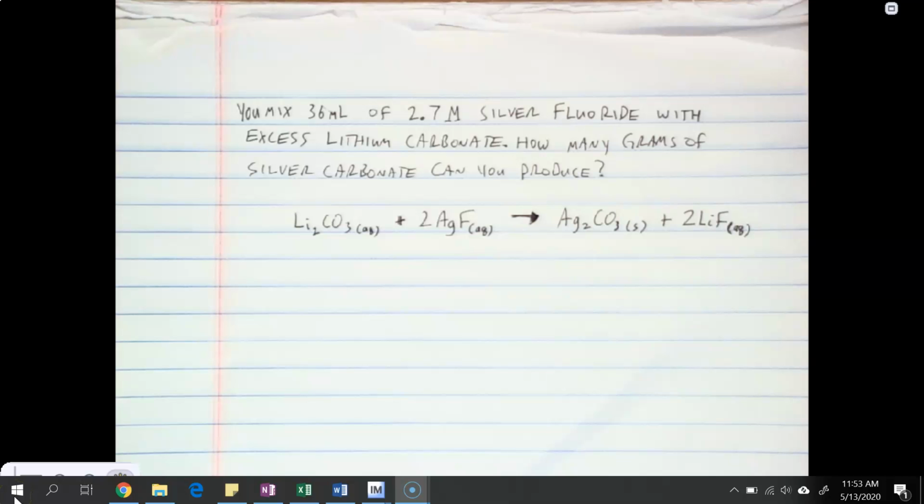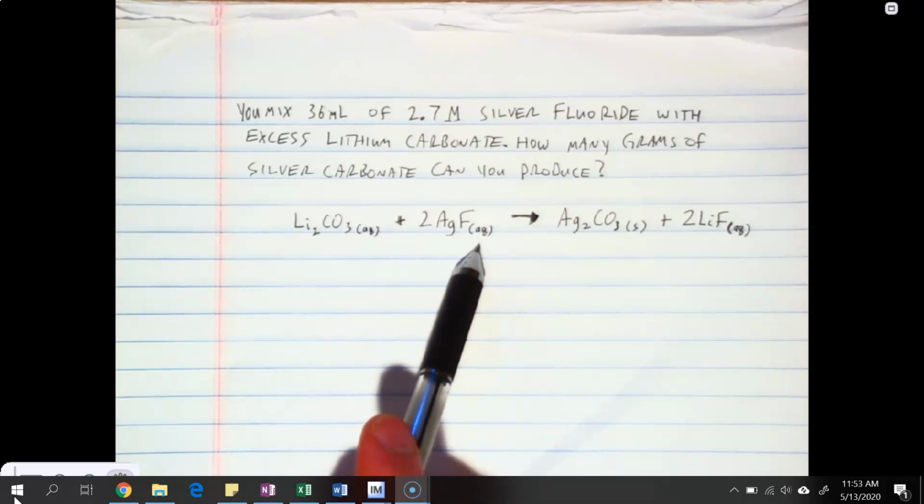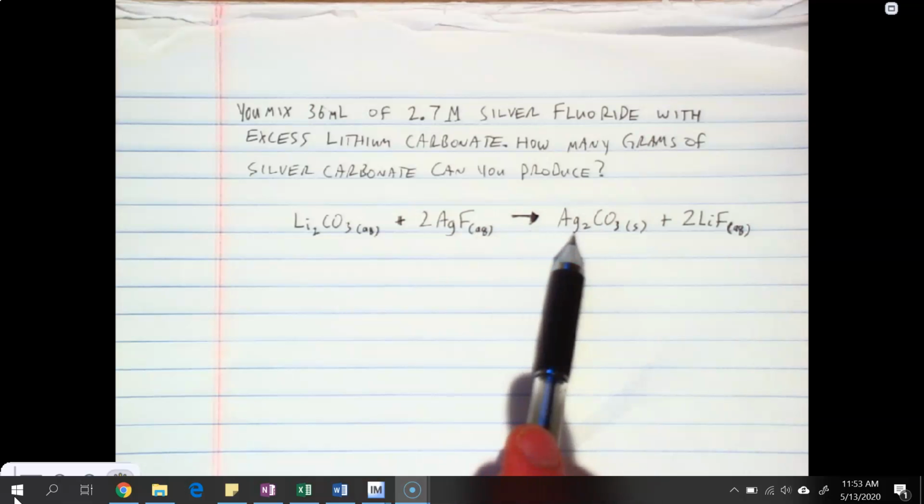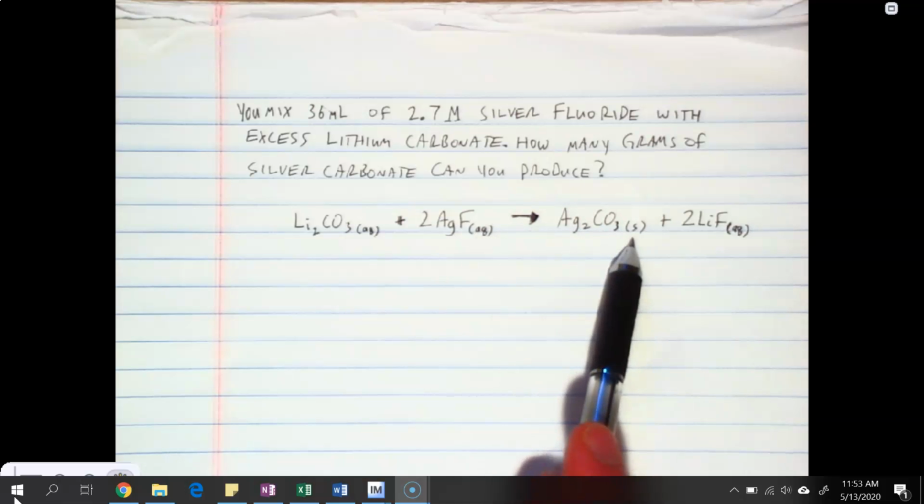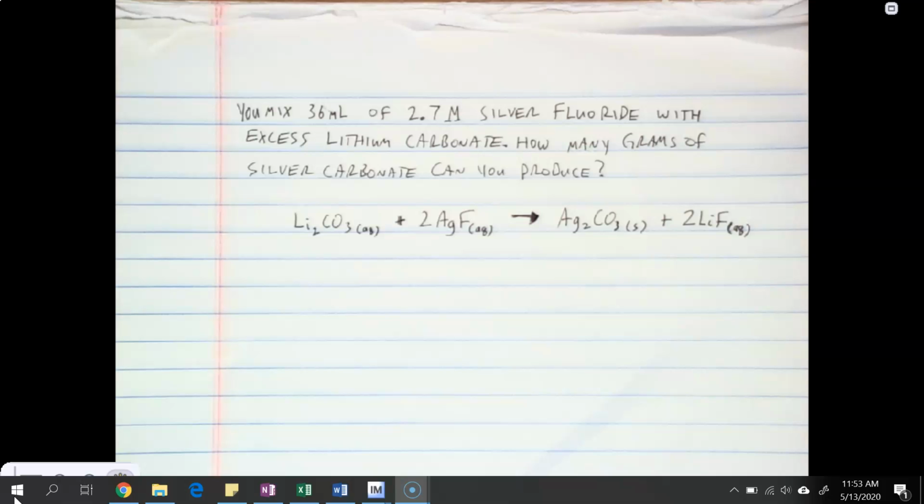Okay, so hopefully you have this balanced equation up here, Li2CO3 aqueous plus 2AgF, which is aqueous, produces Ag2CO3, which will be a solid. That's our silver carbonate. And then LiF, which is aqueous, and we've got a 2 out in front of that.